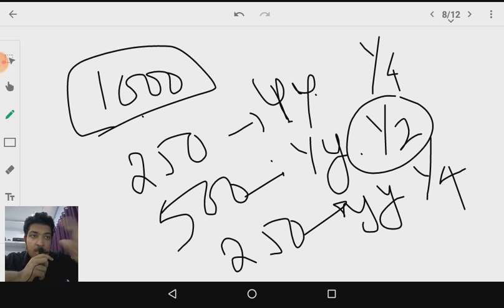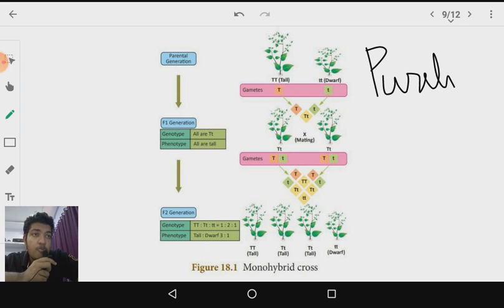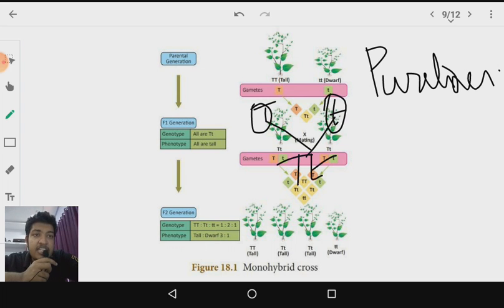Here is another example where we have taken tallness of the plant as a characteristic. So in the first generation, that is the parental generation, we are going to carry out a cross between capital T capital T and small t small t, that is purely tall with purely dwarf, which are known as pure lines. These are known as pure lines because they are homozygous. Now when the cross is carried out, it results in the formation of only one type of plant, because here capital T is the gamete and here small t is the gamete. On fertilization it will form capital T, small t, and this is going to be my F1 generation.